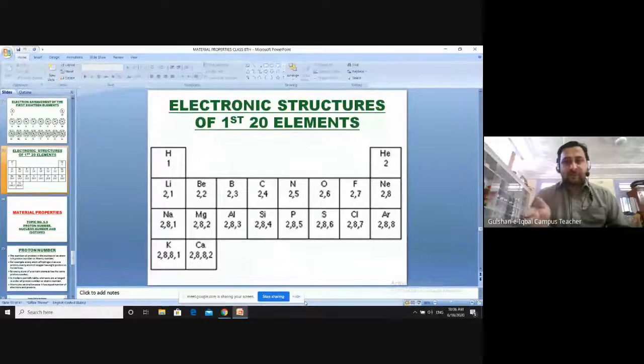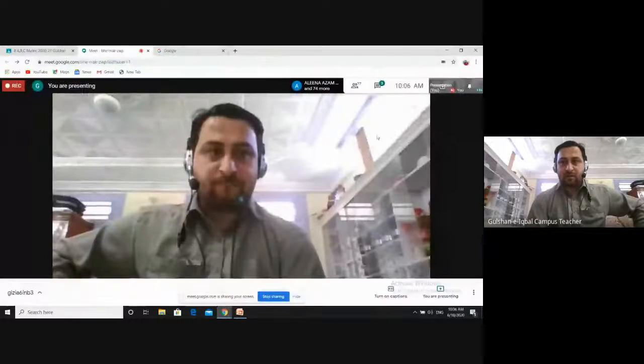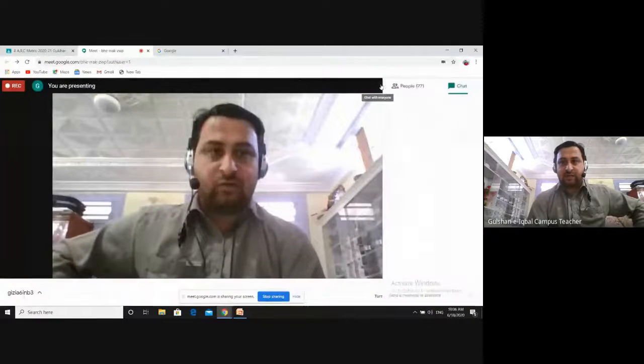Just like you have done in the previous one, where you have drawn the structure, here you are not supposed to draw the structure. You have to write down only the numbers. Is it clear? So this is the homework for you, that you have to write down the electronic structures of the first 20 elements, and you have to draw from 11 to 20. If there is any confusion regarding this, first ask me, then we can move on to the next topic.